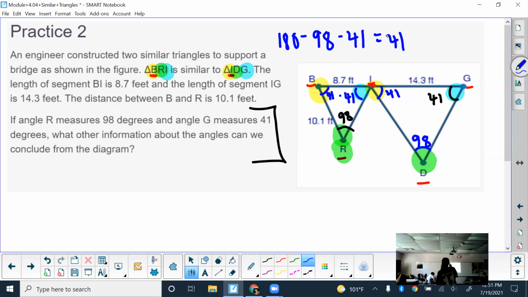And so we can figure out all the other information just from knowing that the triangles are similar and from having two random angles labeled for us. Does that make sense? Any questions? Alrighty then.